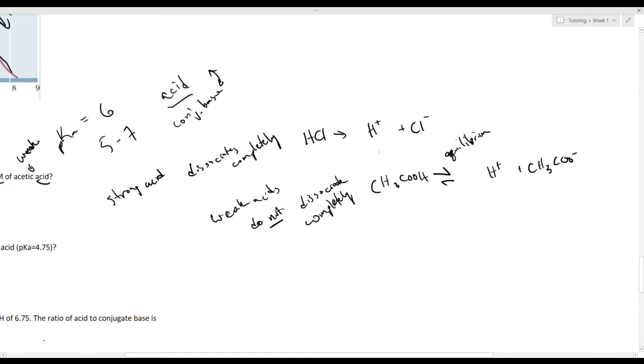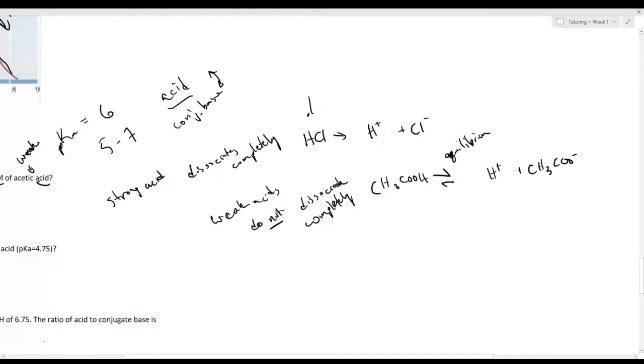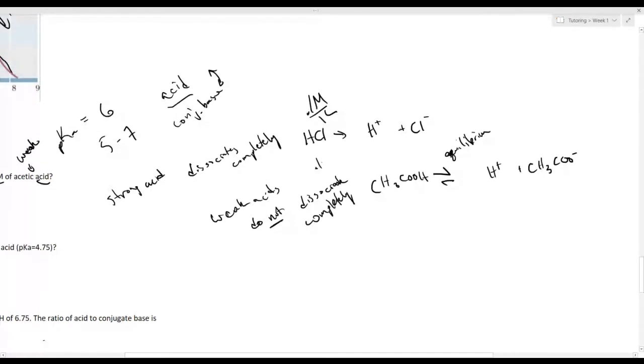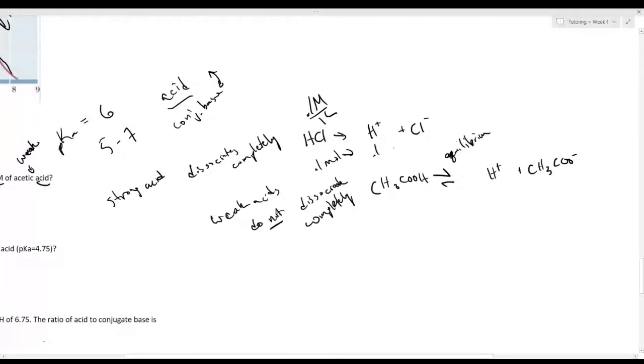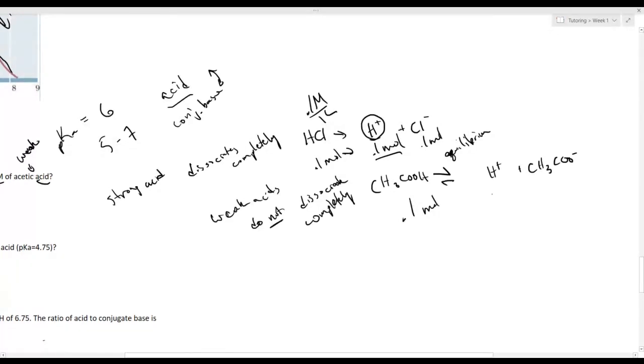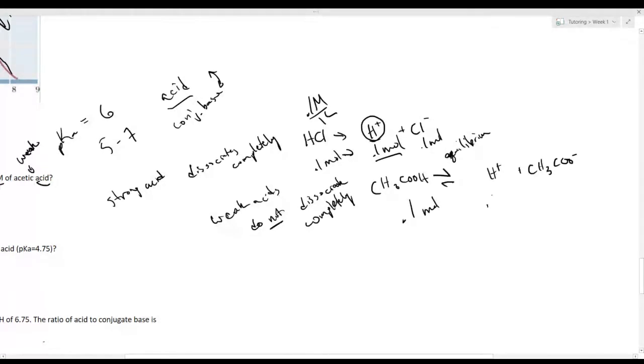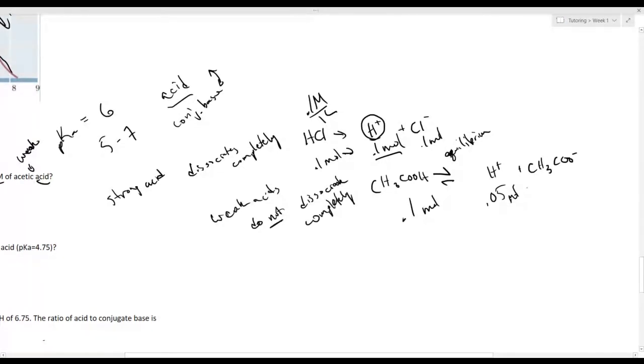I should say I'd rather explain it with these formulas than just thinking it through over at the question. So if we think about 0.1 molar of HCl, let's say in 1 liter, so 0.1 moles. Those 0.1 moles will dissociate completely into 0.1 moles of this and 0.1 moles of this. So how much H plus do we have in solution? 0.1 moles.